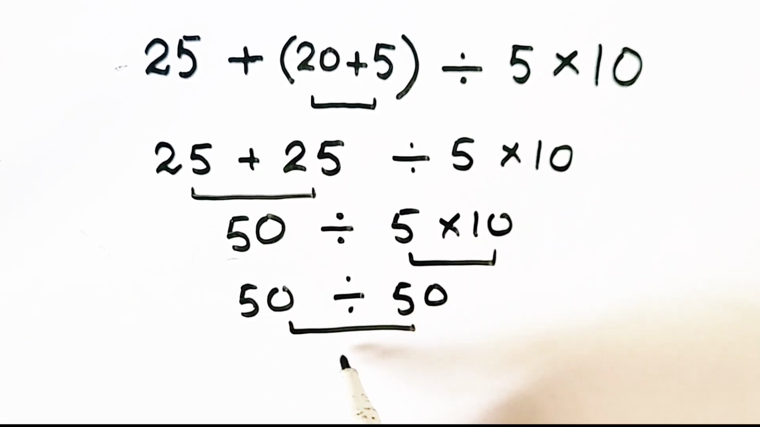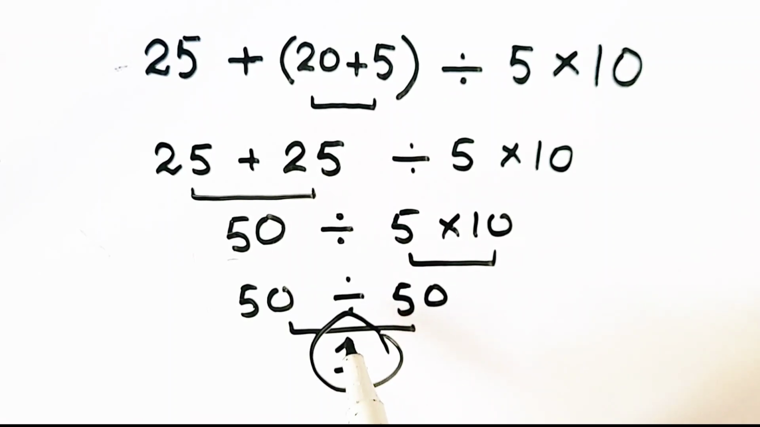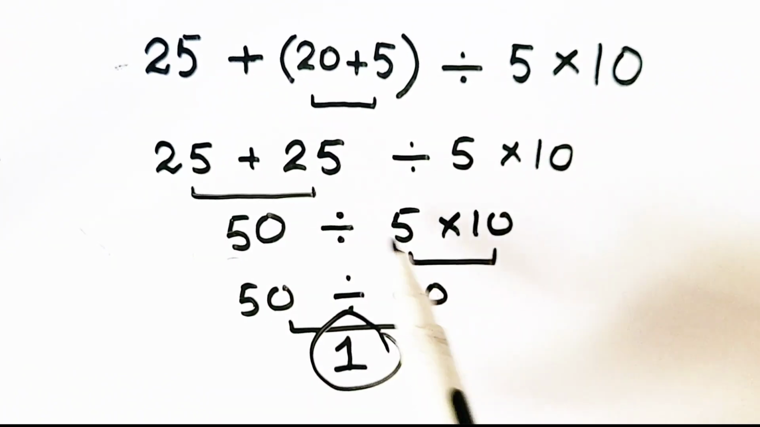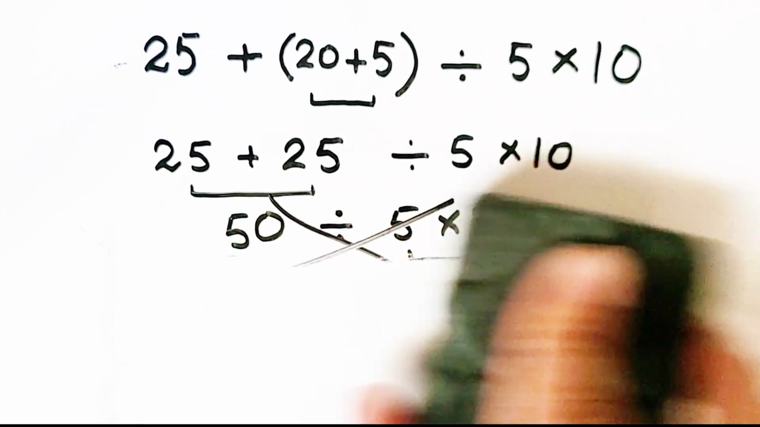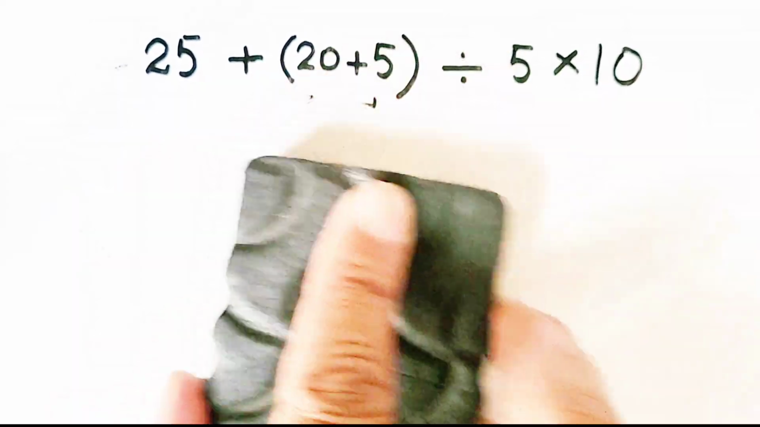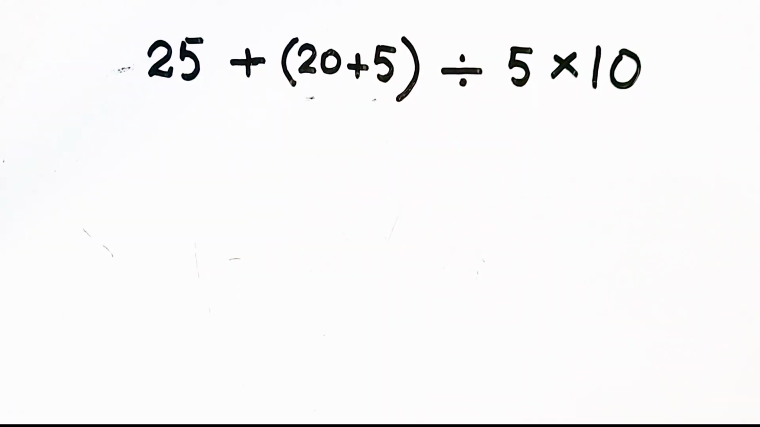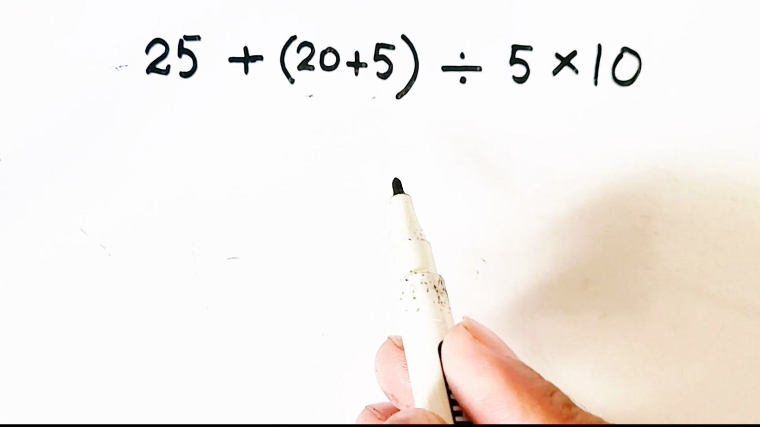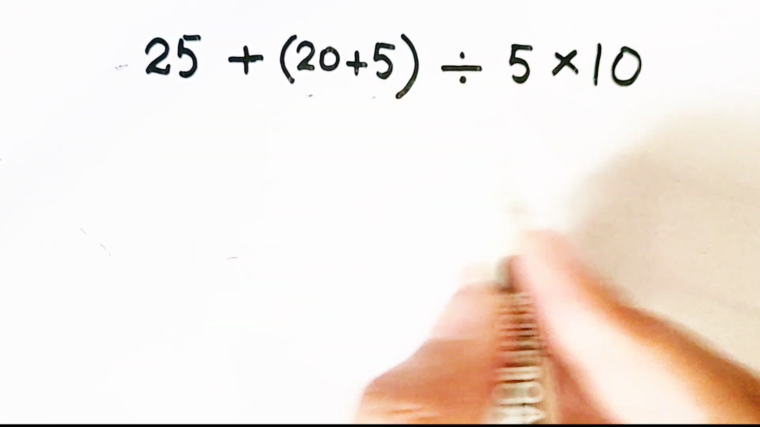50 divided by 50 gives us 1, and that is the answer I am talking about, that most genius and sharp-minded people have calculated in their minds just by looking at this question. But remember that one answer is not correct because we have made a lot of mistakes in handling this question. Now we have to remove those mistakes and solve it again in the correct way. So let us solve it again in the correct way.